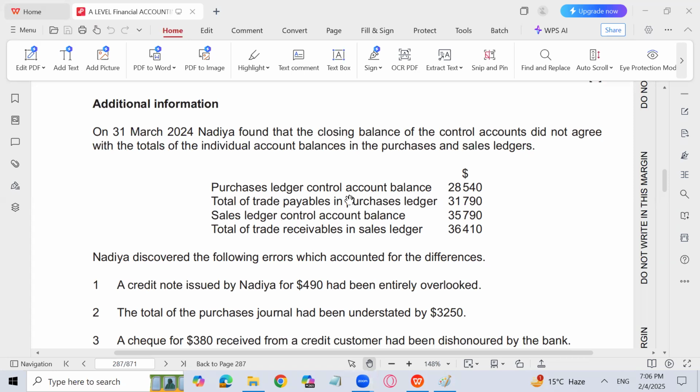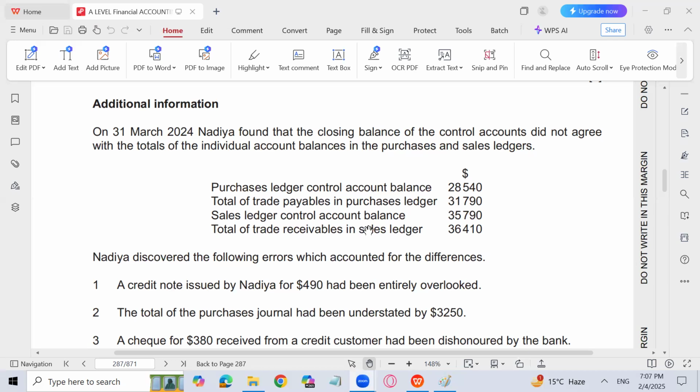So purchase ledger control account balance is given 28540. Total of trade payables in the purchase ledger is given 31790. You should remember that these should be equal, because control accounts and the purchase ledger balance are the same. But this is showing 28540 and this is showing 31790, so they are not equal.